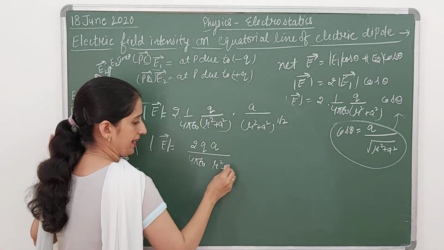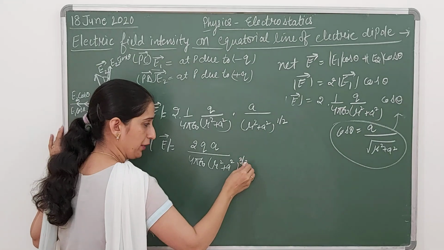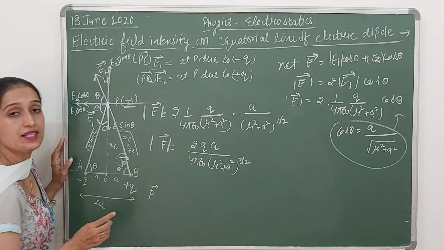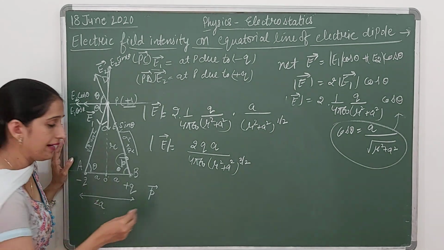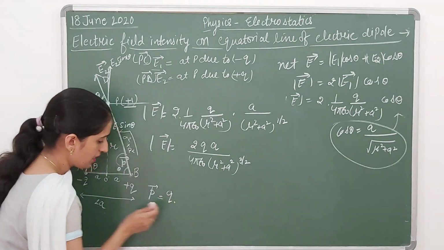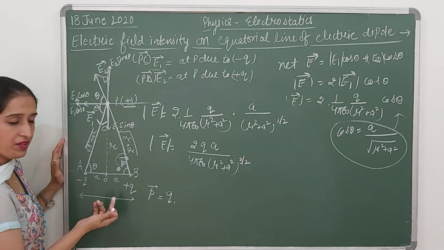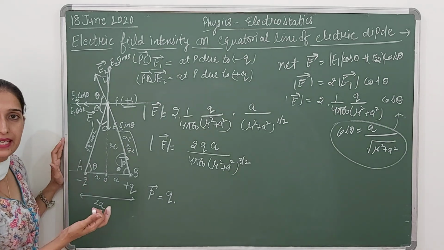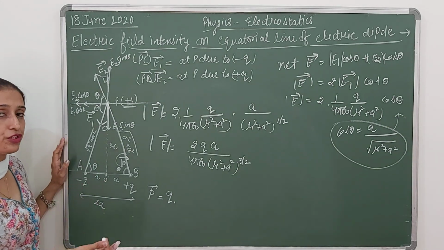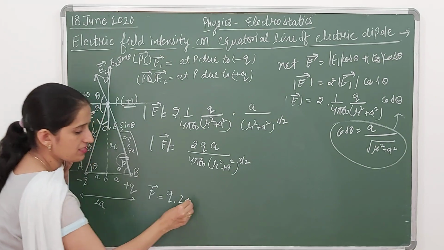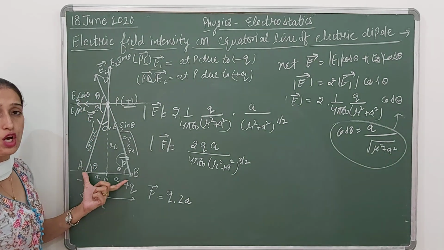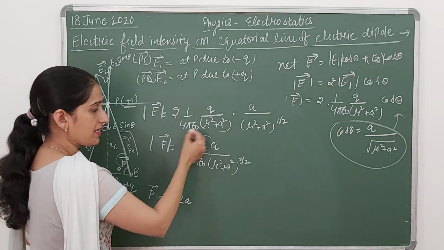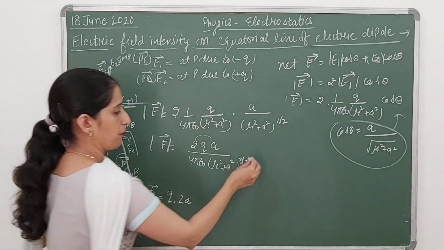R square plus A square to the power 3 by 2. We also know about the term P. P is electric dipole moment, which is given by the charge, either charge of the two which are forming the dipole, minus q and plus q. Because their magnitudes are equal, it is q into the distance of separation between them, which is 2a. So q into 2a gives us the value of dipole moment.